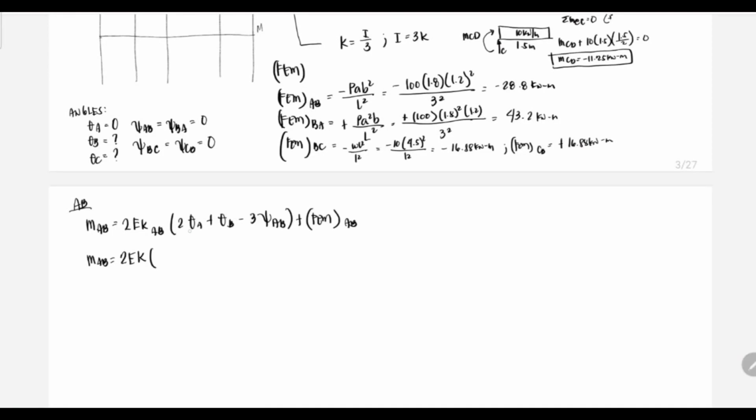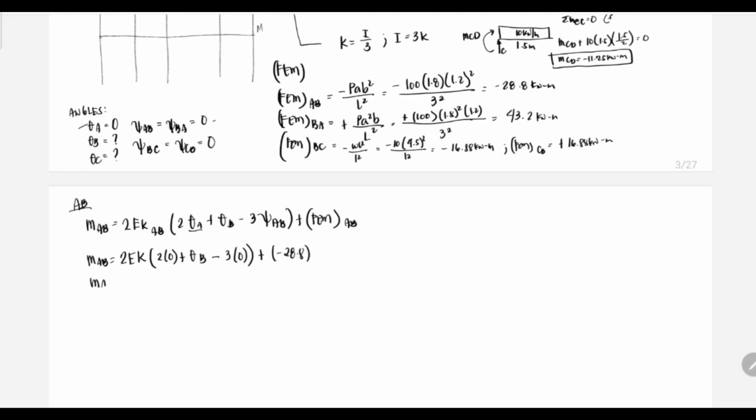Next, our theta A. Asan makikita yung theta A natin? Dito po. So, that is 2 multiplied by 0. Plus yung theta B natin is unknown, so ilagay mo lang theta B. Minus our 3 psi AB. So ito yung AB natin which is equivalent to 0. So 3 multiplied by 0. Plus our fixed moment of AB which is negative 28.8.